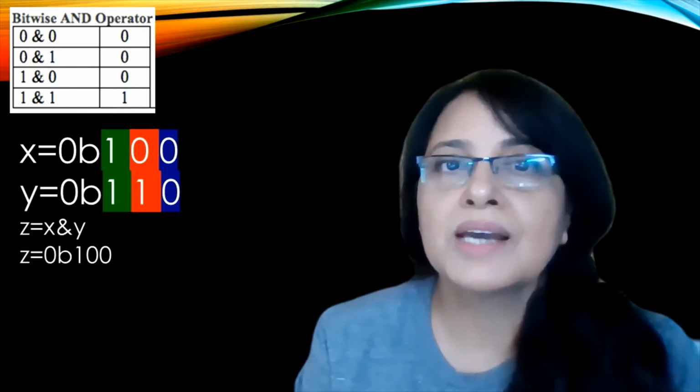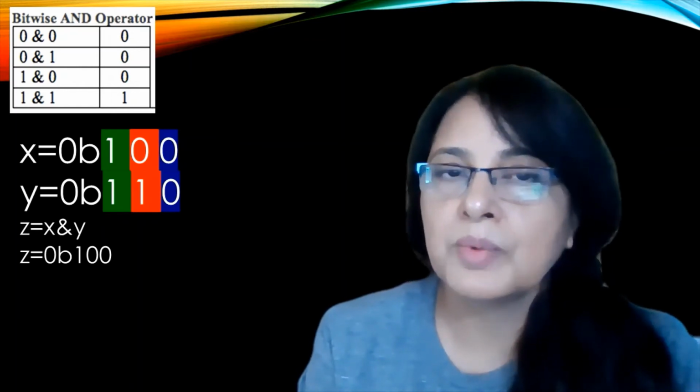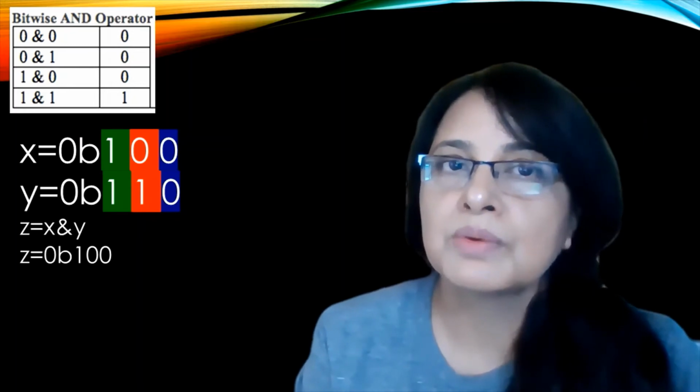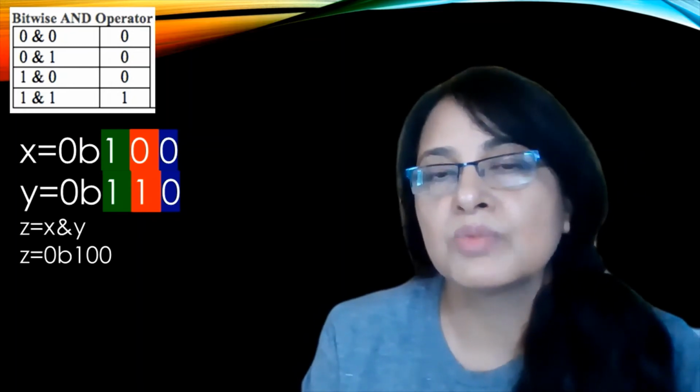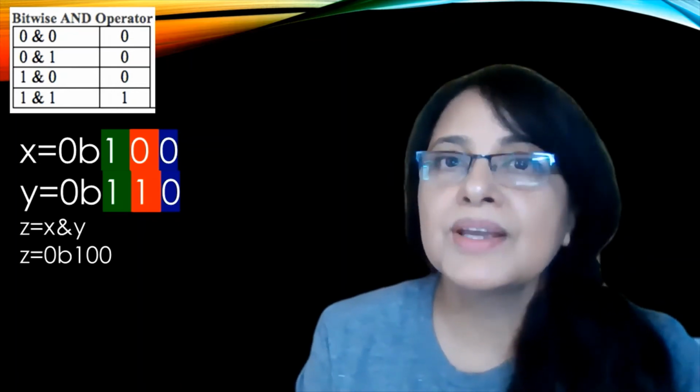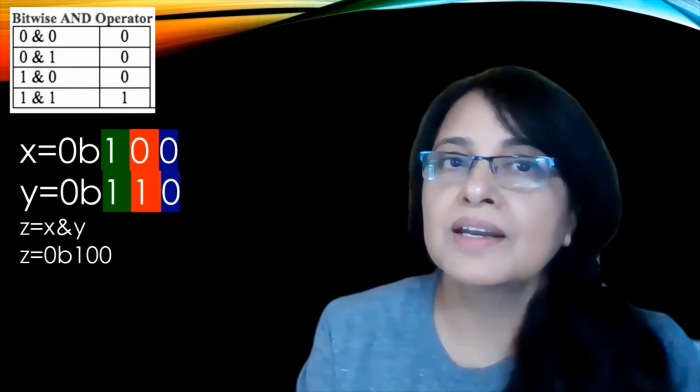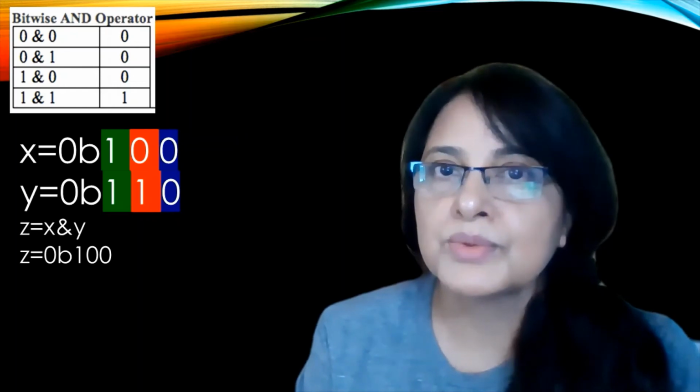So here we look at two variables x and y. Both have binary values. The first one is 1, 0, 0. The second one is 1, 1, 0. So comparing each bit, we get an output 1, 0, 0.